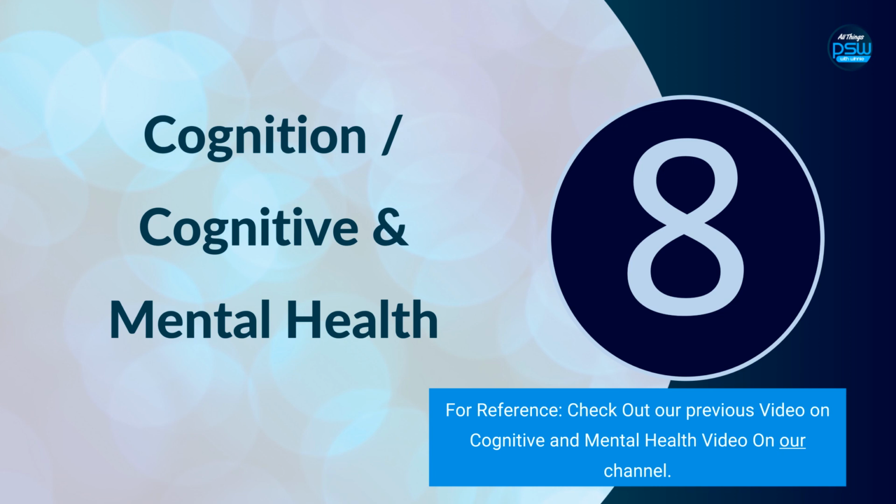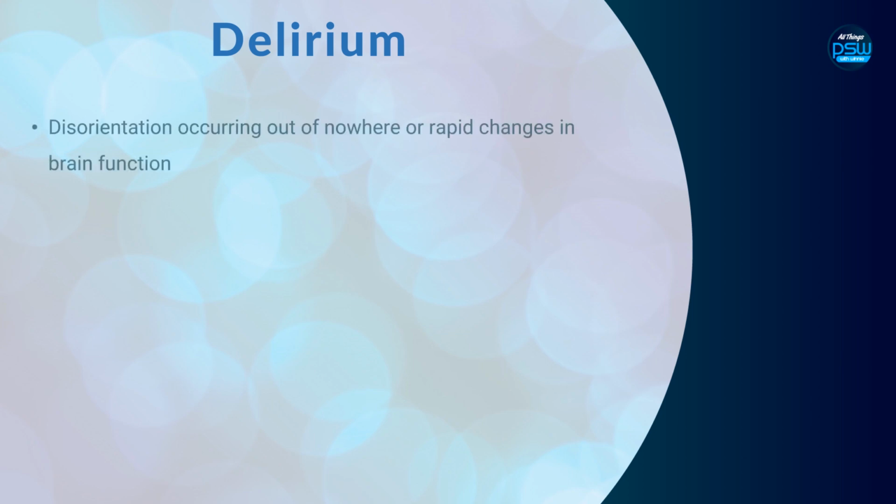But if you are looking at delirium, disorientation, depression, and dementia, this is under Module 11, which is the cognition and mental health module. So just understand what these mean. I know I've covered them in other videos, but just in case this is your first video, welcome. I will just summarize what these terms mean. Disorientation that occurs all of a sudden from nowhere, where right now I'm fine and then something just happens, this is called delirium. This is severe disorientation and rapid changes in brain function.